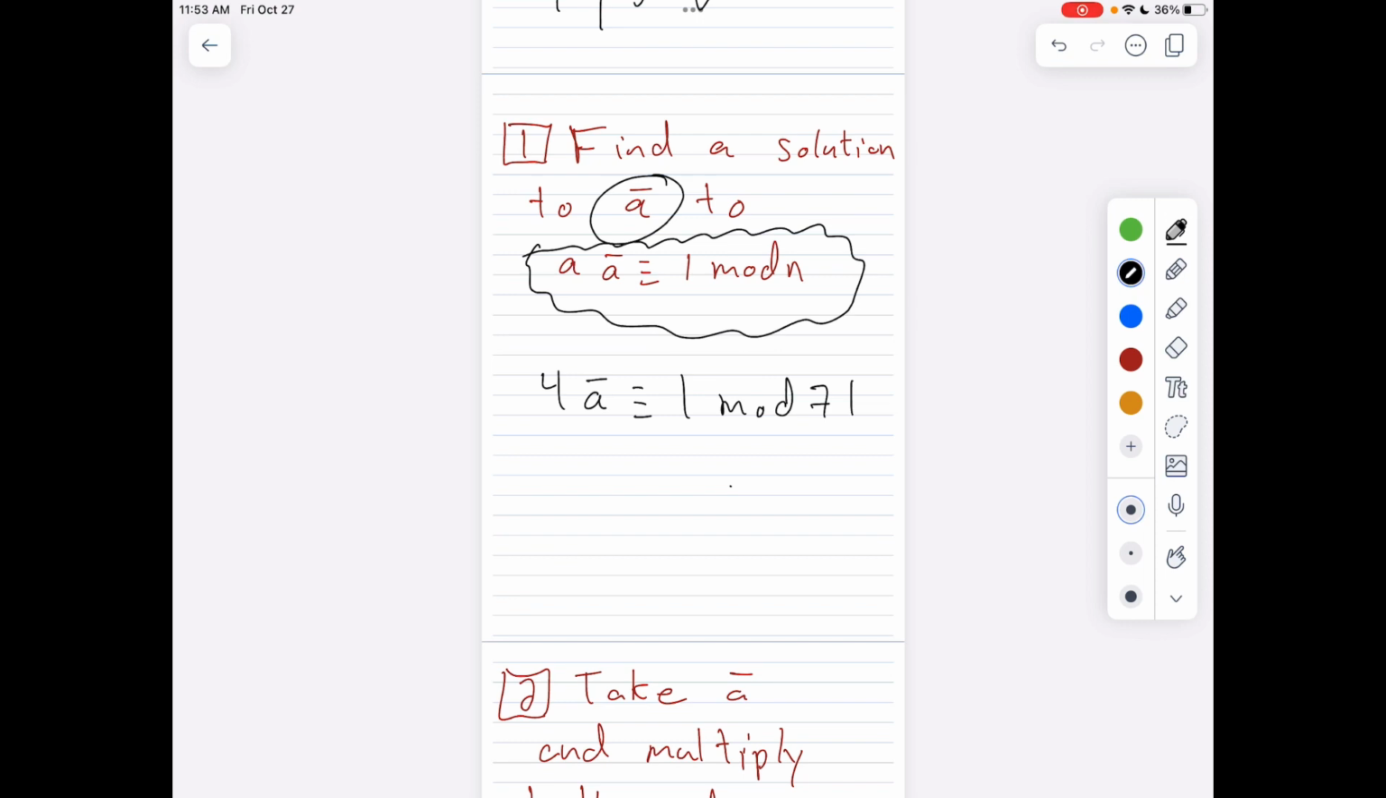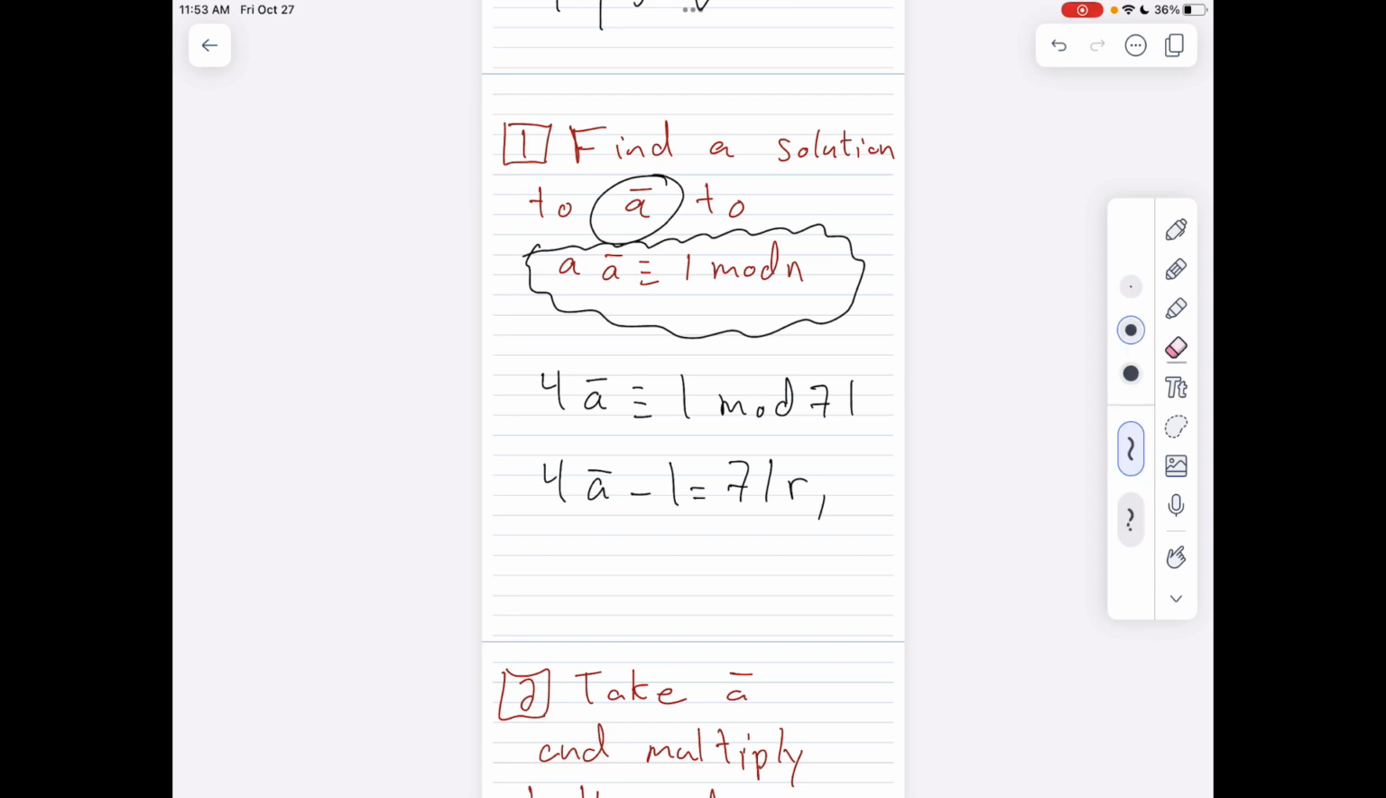Apologize. So what are we looking for? We're basically looking for a number, a bar, such that 4a bar minus 1 is divisible by 71, or that 71 times some number r gives you that. Okay, so 71 times the number r equals 4a bar minus 1. So what could that number be? Well, we often do these problems by inspection.